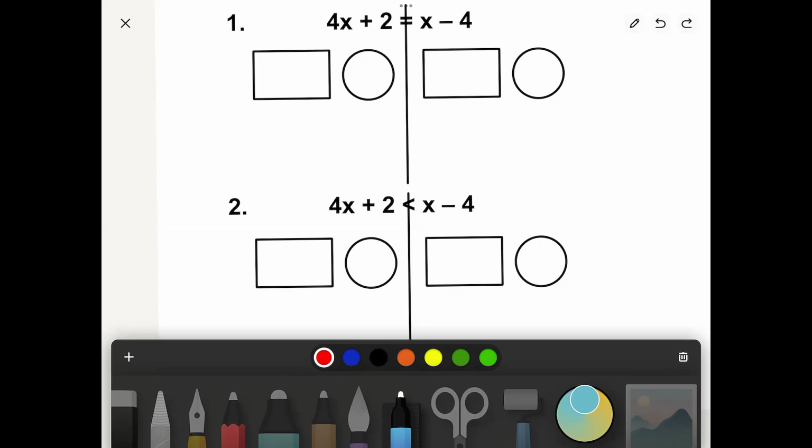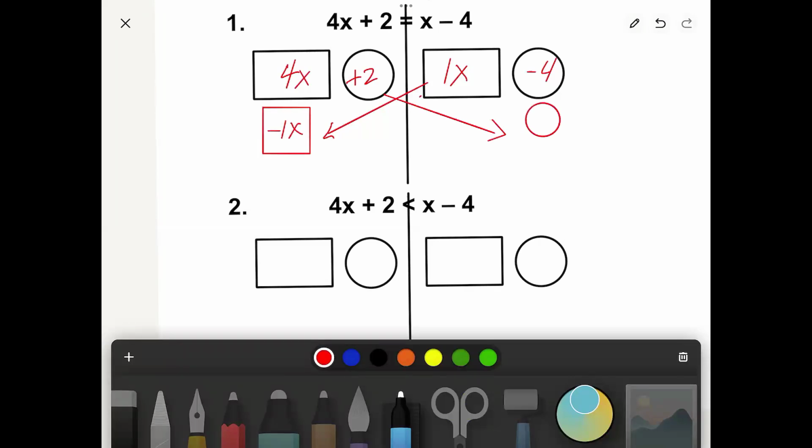First thing we're going to box this up, 4x plus 2, 1x minus 4. Boxes go with boxes, circles go with circles. Cross the line, change the sign. So this is going to become minus 1x. This plus 2 is going to become a minus 2. And then you combine the boxes. So 4 minus 1 is going to be 3x. And then a negative 4 minus 2 is going to be a negative 6.